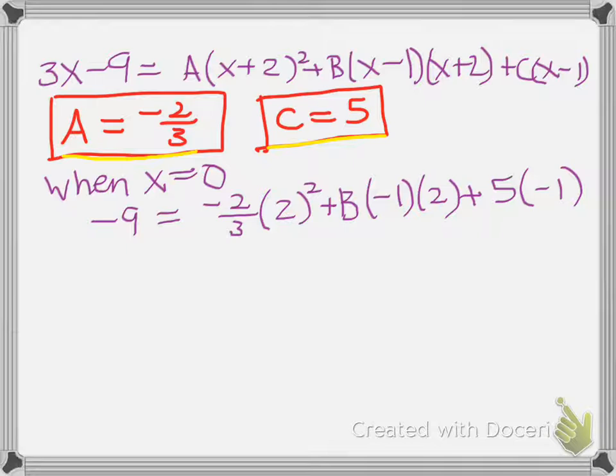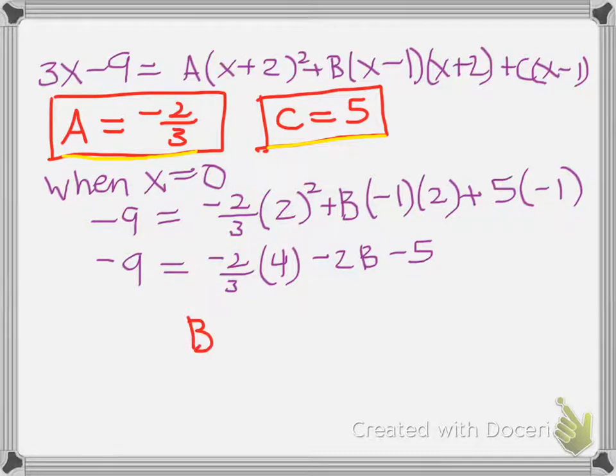Again, feel free to go back over this video as many times as you need to understand what we just did. Hopefully it makes sense. Continuing on, we have -9 equals -2/3 times 4 minus 2B minus 5. We just keep simplifying this. Pause the video and finish simplifying, and then you should get your B. Hopefully you did pause the video to get your B, and you found out that B actually equaled 2/3.